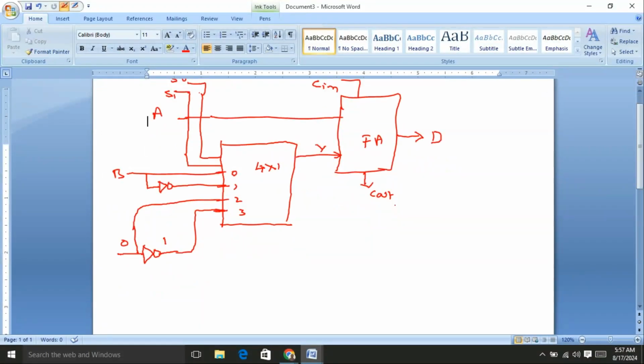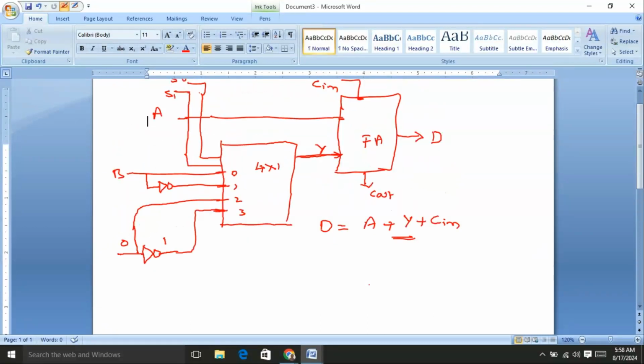Now we are going to write the Boolean expression. D equal to, that means the final output of the arithmetic circuit, D equal to A, for the full adder, A is one input, plus, sorry, there is no B, the output of the multiplexer is the input to the full adder, that is Y, plus the full adder has one more input, Cin. So this is the final Boolean expression.